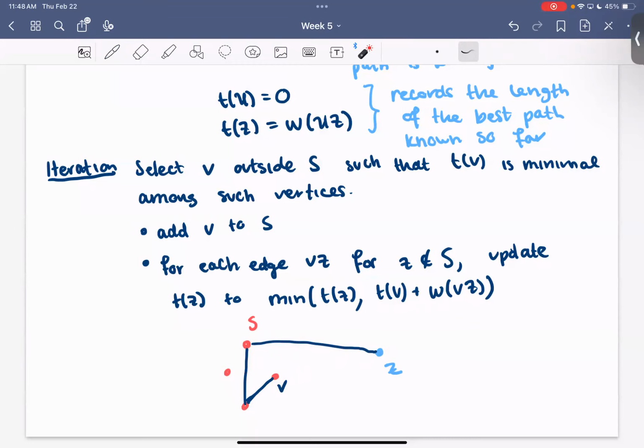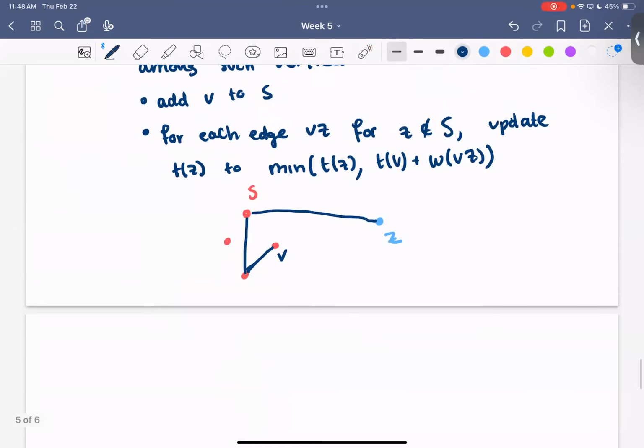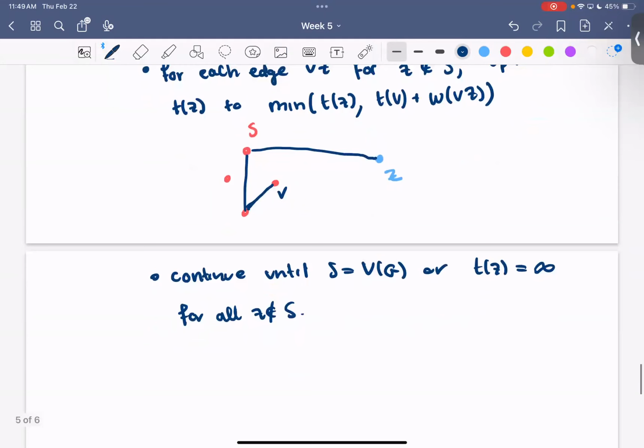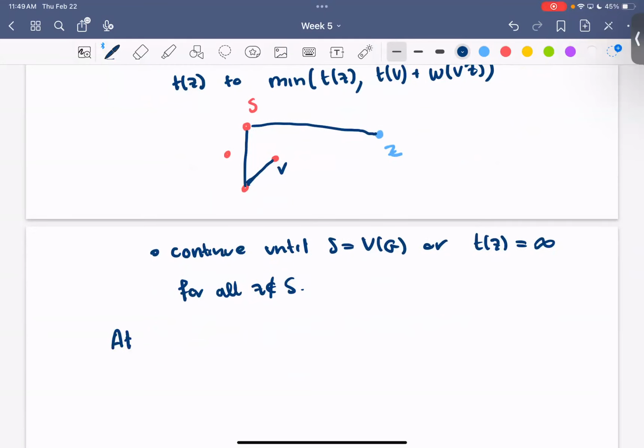Okay, so then we're going to continue this until S is equal to V of G, or T of Z is equal to infinity for all Z not in S. So if the graph is disconnected, this can happen. And then at the end, we know that the distance from U to V is going to be this number T of V for all V.